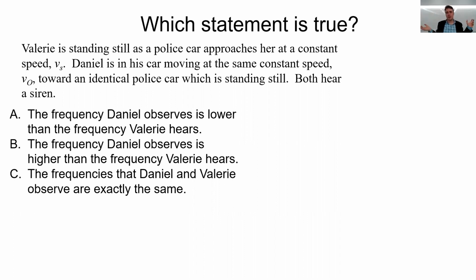So they're both going to hear a Doppler shift. I think both are going to have an increased frequency because they're moving towards, but for Valerie, she's the observer standing still and the source is moving towards her. For Daniel, he's the observer moving and the source is stationary, but it's the same speed in both cases. So A, the frequency Daniel observes is lower than the frequency Valerie hears. B, the frequency Daniel observes is higher than the frequency Valerie hears. Or C, the frequencies that Daniel and Valerie observe are exactly the same. Maybe I'll write out the equations here.